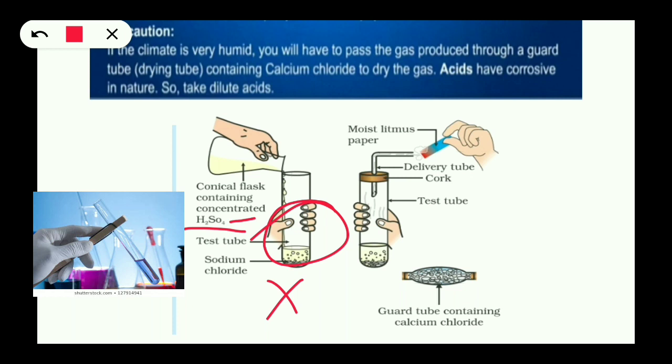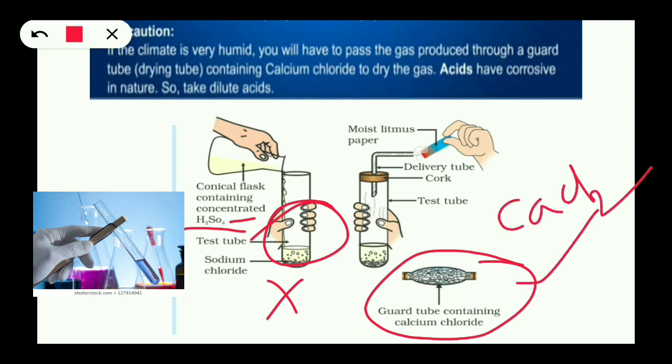And when the weather is very moist, while you are doing this experiment in humid conditions, then you have to use this guard tube children. This guard tube contains calcium chloride, CaCl2, and this absorbs water. Actually children, when the condition is very humid, the atmosphere contains some water droplets. What is humidity? The presence of water in the atmosphere, the amount of water vapor present in the atmosphere.